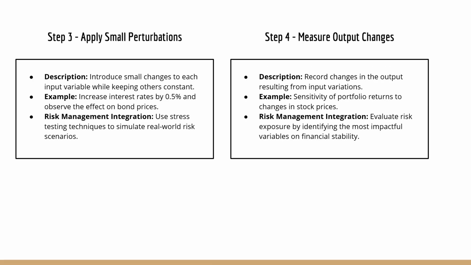Step number 3, you will apply small perturbations, which is also referred to as stressing the model and seeing the outcome. So here, in step number 3, you will introduce small changes to each input variable while keeping the other constant. An example would be to increase interest rate by 0.5% and observe the effect on bond prices. During this step, you will also use stress testing techniques to simulate real-world risk scenarios.